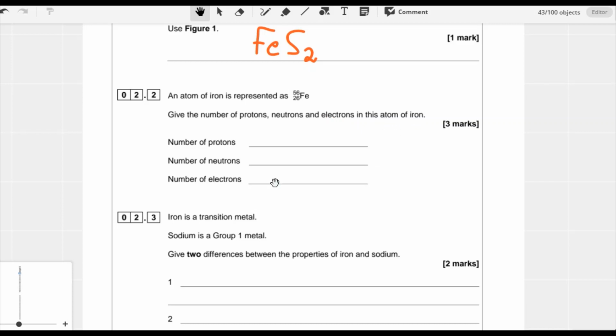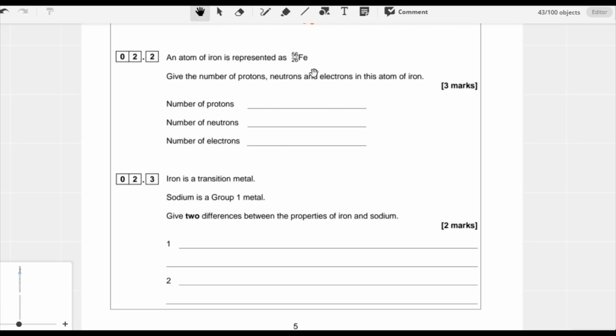So first of all, as we know, the iron in this state has no positive or negative charge. So it means that the iron is neutral. In the neutral case, the number of protons is equal to the number of electrons, and we know that the number of protons is the atomic number of that atom. So here the atomic number is 26. So the number of protons is 26 and the number of electrons is also 26.